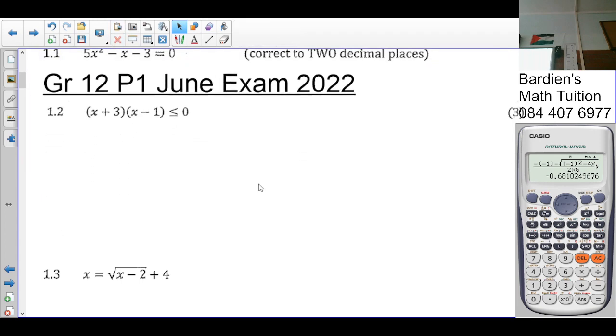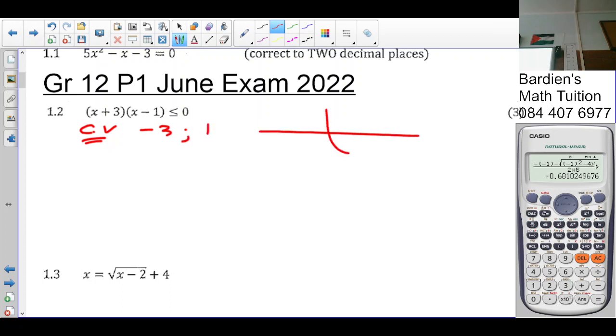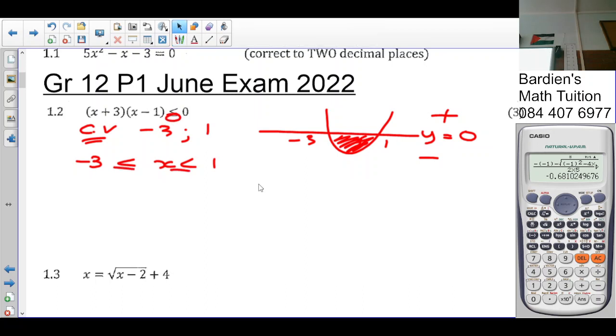In question 1.2, as you can see, this is already factorized. So your critical values here, we can't say x is equal to minus 10, x is equal to 1. You're going to lose a mark. So your critical values, or your zero values, are negative 3 and 1. We take it to our graph, it's negative 3 and 1, y is equal to 0. If it's more than, it's above the line. If it's less than, below the line. As you can see, it's less than or equal to, so it's below the line, it's a continuous solution. So x is greater than or equal to negative 3 but less than or equal to 1. There's an equal sign there, so it can be equal as well.